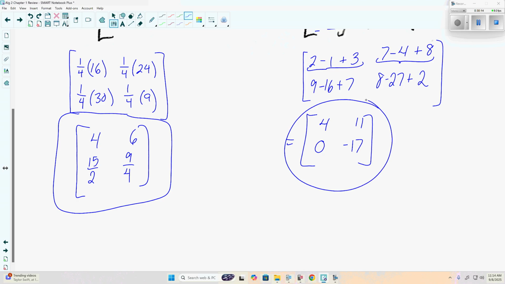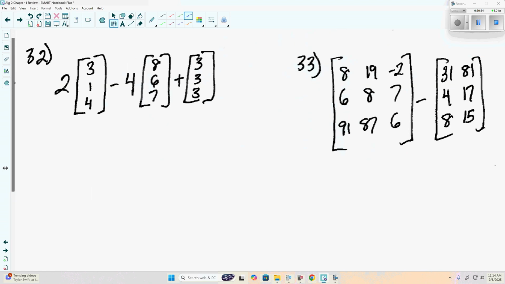Now you could have plugged these in as A, B, C into the graphing calculator and gone matrix A minus matrix B plus matrix C, and it would have given you the answer. Question on these two here. Questions on 32 or 33 or 34 or 35 on y'all's paper. Y'all feel good with these here?